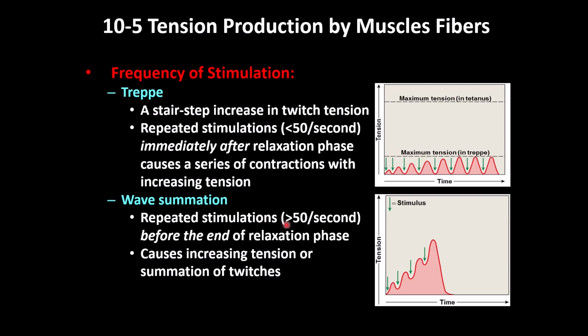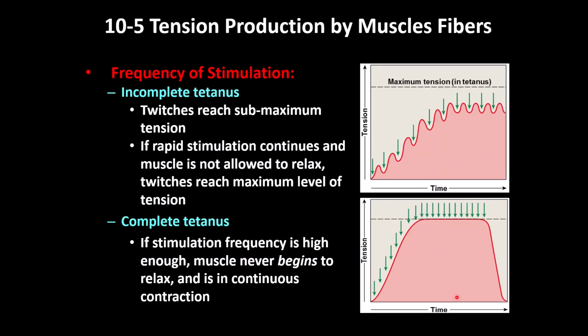Wave summation is the same idea, but the amount of stimulation is more than 50 per second. Here the stimulation is there, so the tension increases. The muscle tries to go back to relaxation, but it cannot go back to the baseline. Here it went back to baseline, but here it cannot go back to baseline again. Then you have another stimulation, so the tension increases until you stop. Then it goes back to the baseline and relaxes.